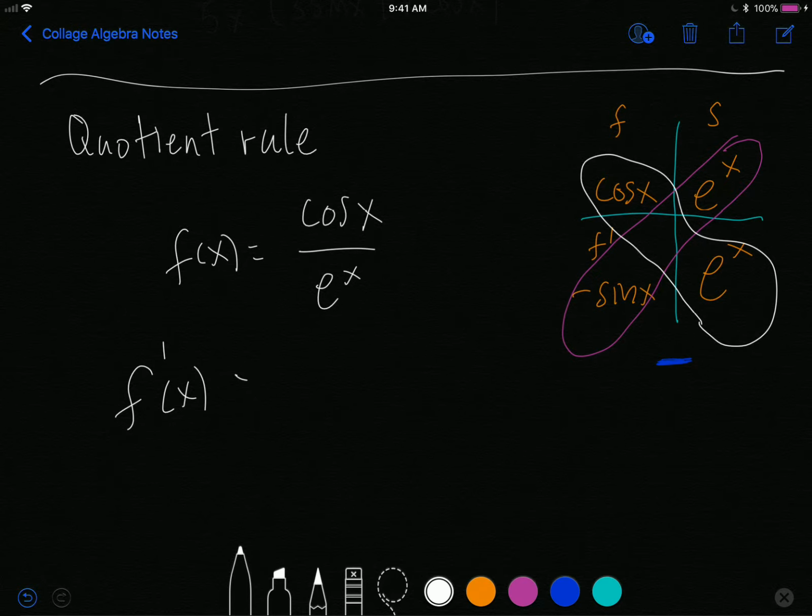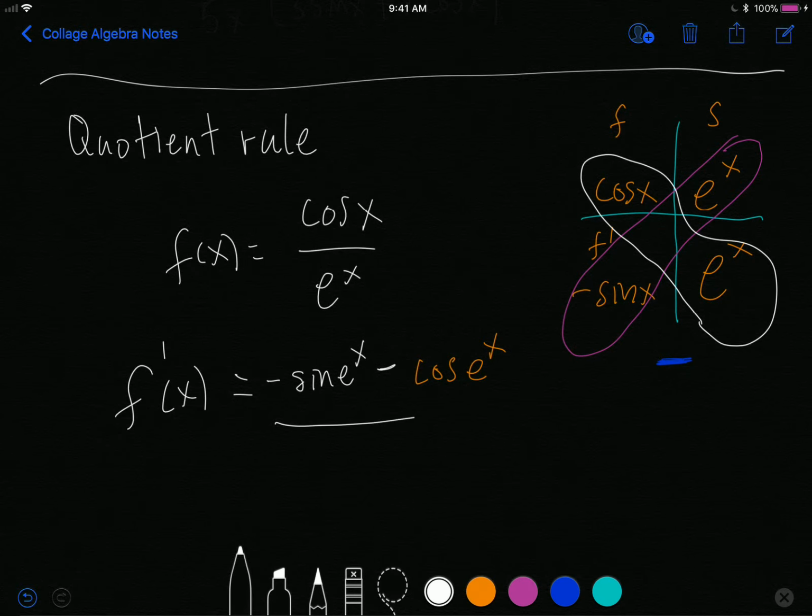So again, the first part is negative sine times e to the x, which is negative sine e to the x. Then minus, remember the quotient rule, you're subtracting instead of adding, which is what you do with the product rule. And then you do the other product, so then that will leave us with minus cosine e to the x.